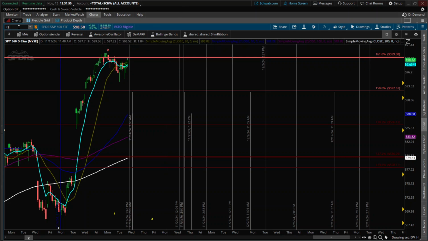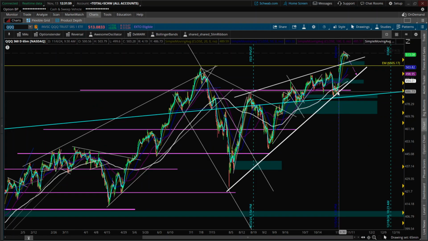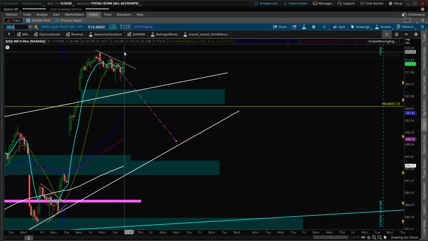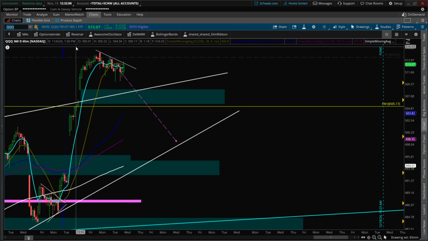All right, sorry to jump around too much. We talked about the Qs. We're just looking for a lower high. That's it. If we make a new high, fine. Maybe the Qs make a new high and SPY does not. That would be a sign of a divergence in itself. Let's do SMH.